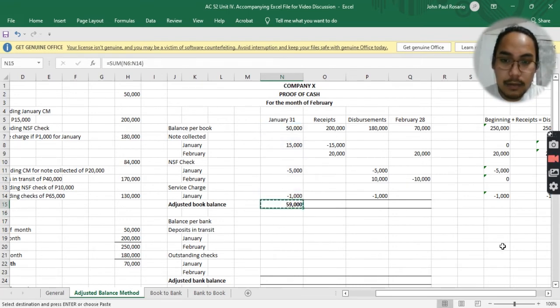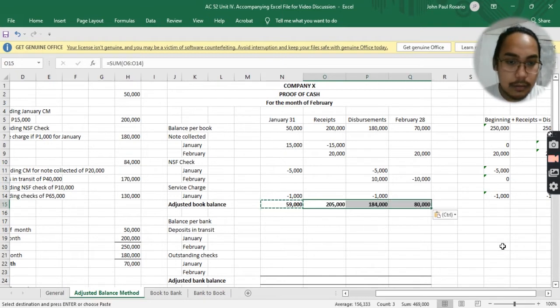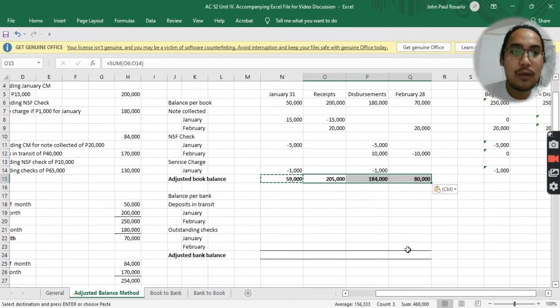Okay, so that's 59,000. Okay. 105, 184. Let's check if balance man siya. Okay. So, we now know, so dapat ato ang ending balance diri sa ato ang adjusted bank, same gyapon. So, hopefully, same. Now, let's go back to our bank statement.